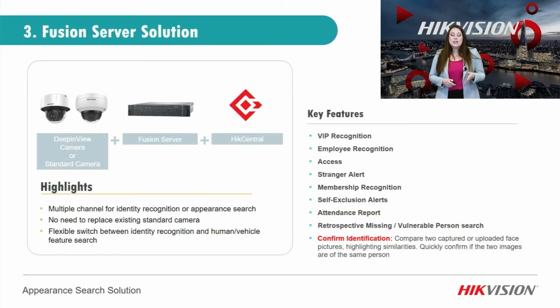The third solution uses our Fusion server instead of a Deep in Mind MVR alongside either standard or 7-line cameras and HikCentral. Now, the Fusion server supports more channels of appearance search and is almost the next step up from the intelligent MVR. So as well as the same key features that are supported with solution 1 and 2, it also adds a new feature called Confirm Identification, where you can check and compare 2 captured or uploaded faces, and you can highlight any similarities between them to confirm if the images are the same person.